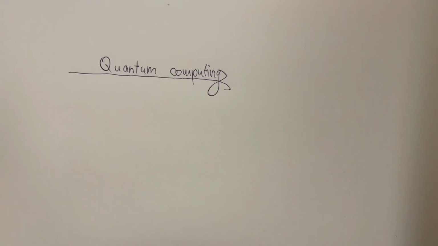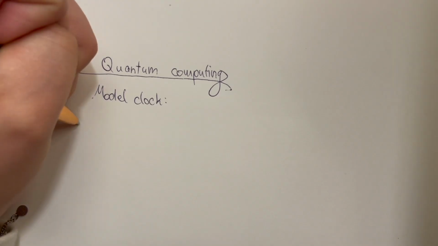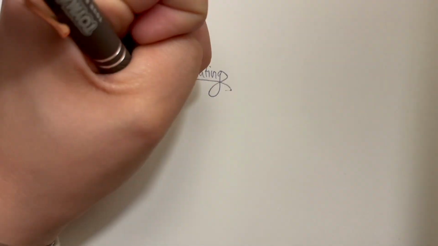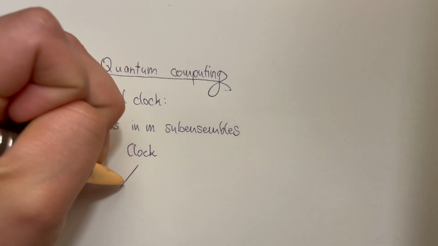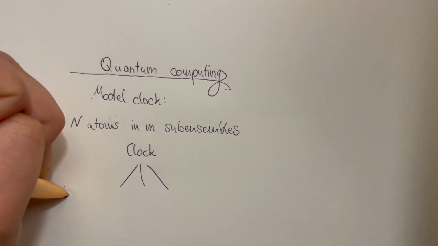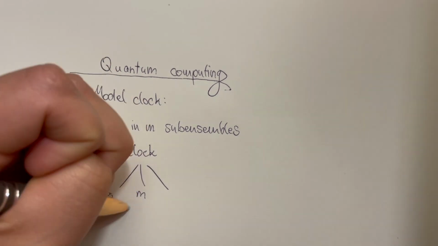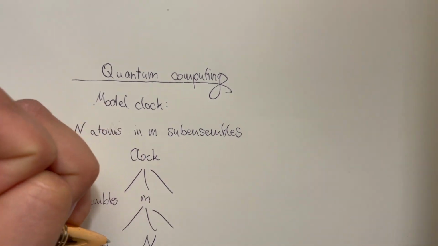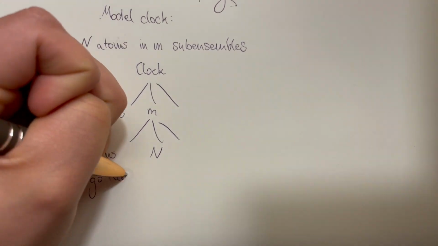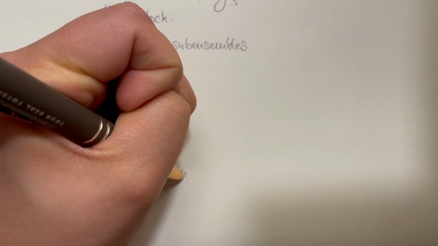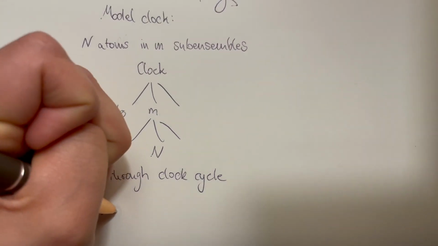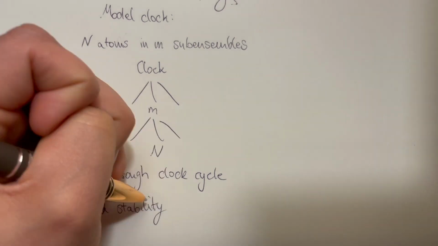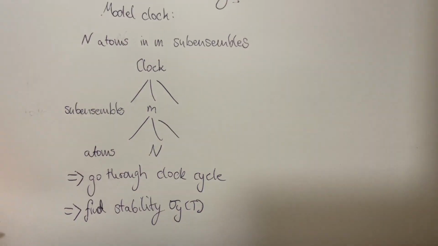The idea is now to use the quantum computing formalism to create a model of an atomic clock and entangle the atomic systems. In each clock, there will be n atoms in m subensembles. The subensembles are necessary to find the offset of the laser frequency with high accuracy. Now the clock model undergoes the clock cycle in which the difference between the local oscillator and the transition frequency gets measured. After this sequence, one then needs to estimate the stability or Allan deviation of the clock, sigma y of t.